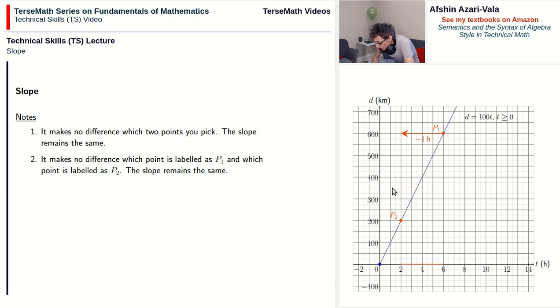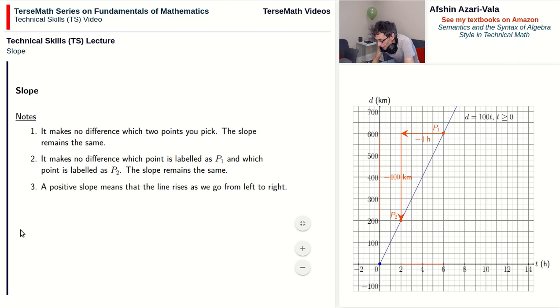So you notice that again, it makes no difference whether you go with these 2 points, in which case you end up with 400 kilometers divided by 4 hours, which is 100 kilometers per hour, or if you switch the order of the 2 points, and now you have negative 400 kilometers in negative 4 hours, which when you divide them, you end up with 100 kilometers per hour. So again, the order of the 2 points makes no difference. The value of slope remains the same.